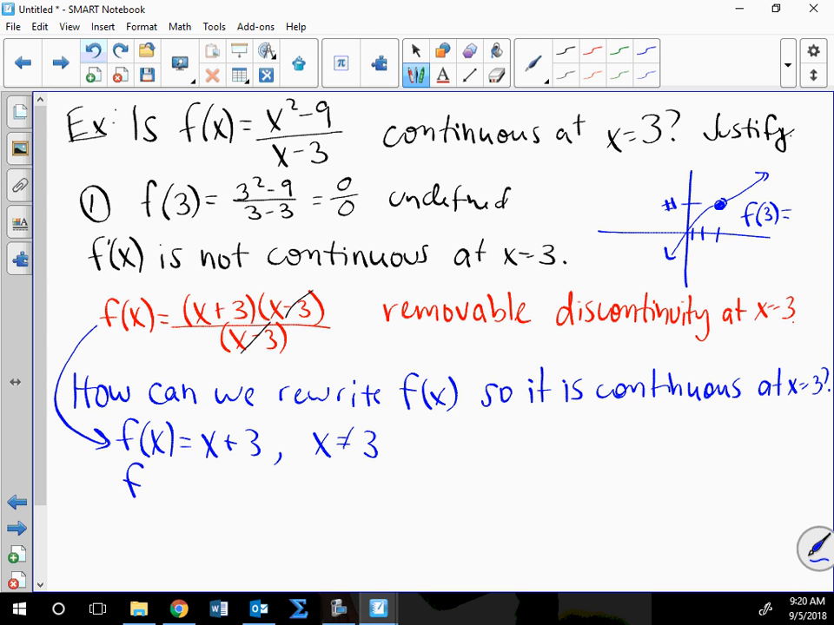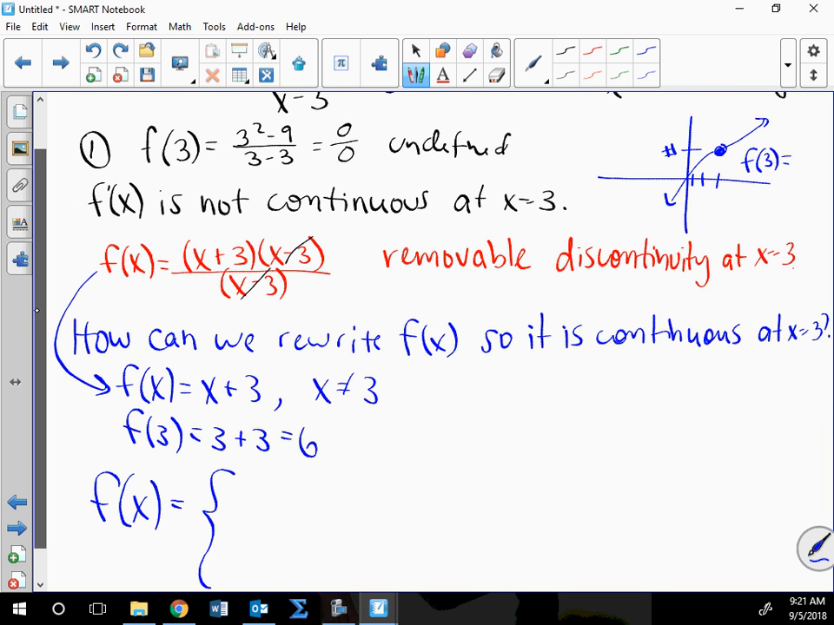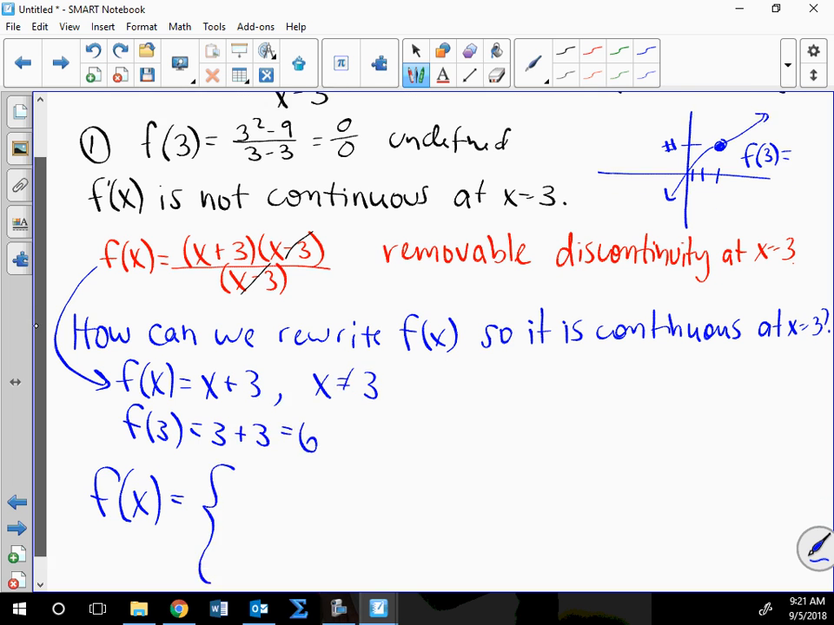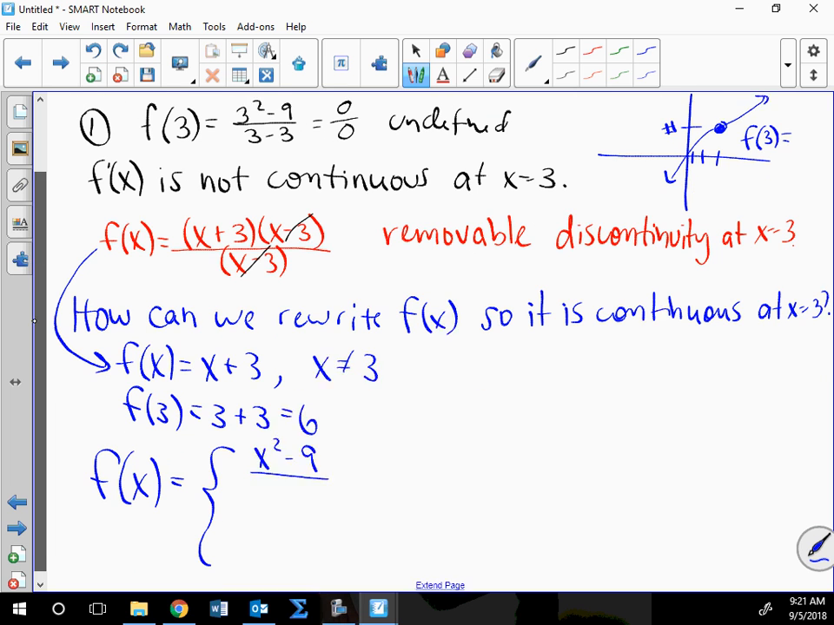Okay, so let's do f of 3. 3 plus 3, which equals 6. Now I have my function, and I have the hole. Let's go ahead and compile it together in a piecewise function. So let's rewrite f of x as a piecewise function. We can keep the original function, x squared minus 9 over x minus 3.